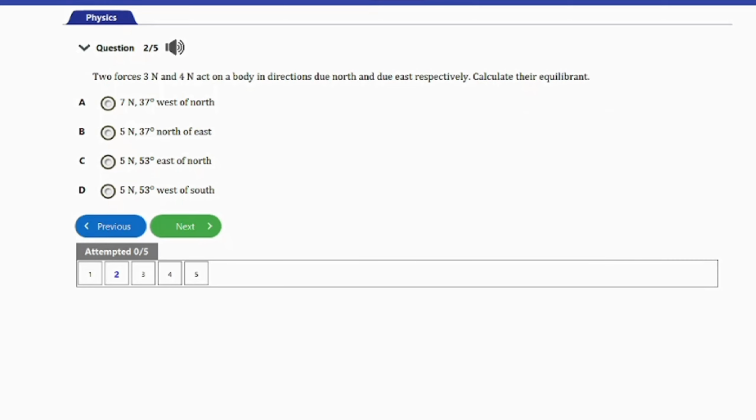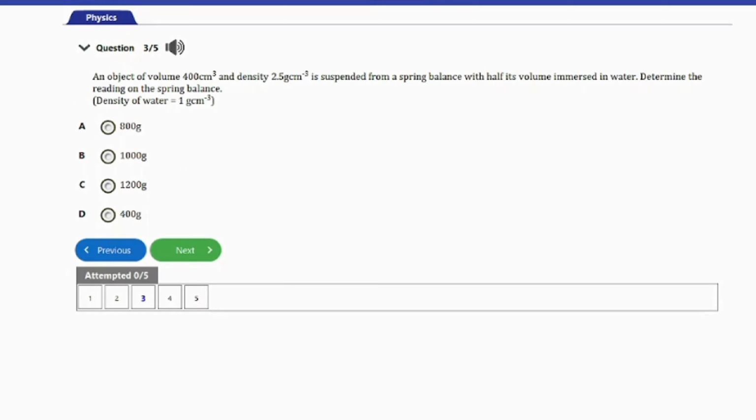Let's go ahead and consider the next question. Here, the next question is question number 3. It says, an object of volume 400 cm cubed and density 2.5 gram per cm cubed is suspended from a spring balance with half its volume immersed in water. Determine the reading of the spring balance.